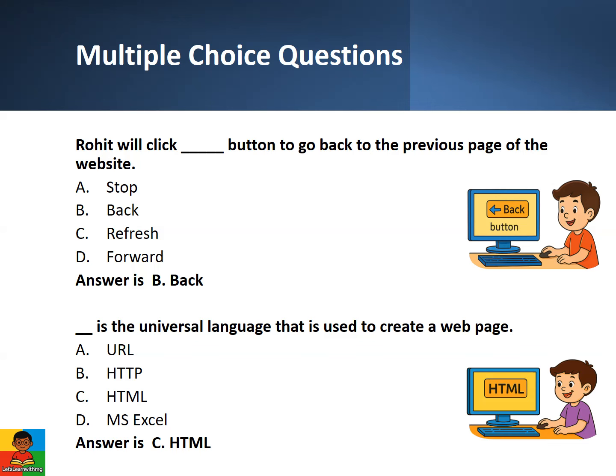Question 1. Rohit will click blank button to go back to the previous page of the website. A. Stop. B. Back. C. Refresh. D. Forward. The correct answer is B. Back. Question 2. Blank is the universal language that is used to create a web page. A. URL. B. HTTP. C. HTML. D. MS Excel. The correct answer is C. HTML.